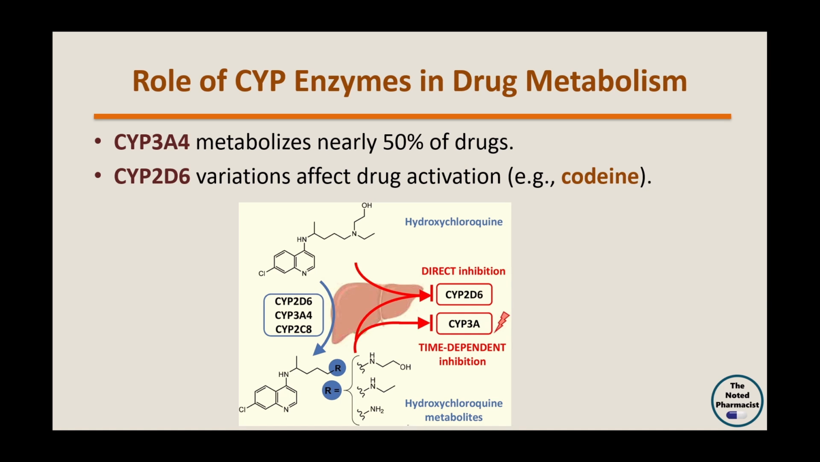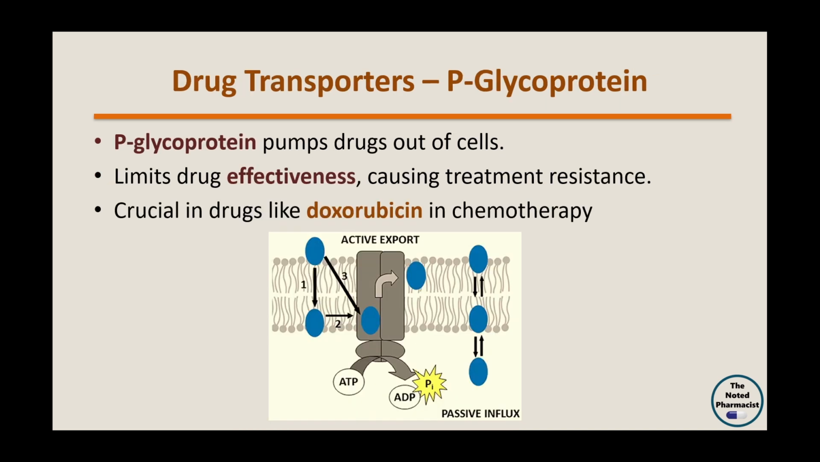Among these, CYP3A4 is responsible for metabolizing nearly half of all prescribed drugs, highlighting its central role. Variations in another enzyme, CYP2D6, can significantly affect the conversion of medications like codeine into their active forms, influencing their therapeutic effects. Drug transporters, such as P-glycoprotein, are crucial in moving drugs out of cells, impacting drug effectiveness and safety.